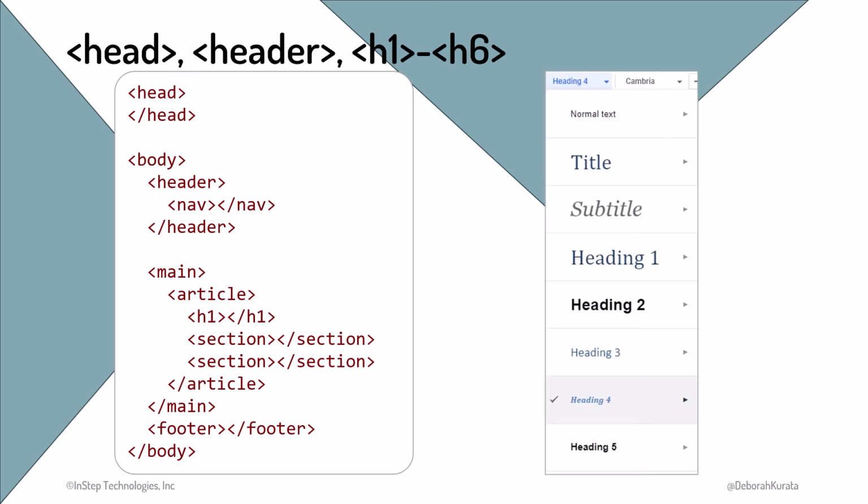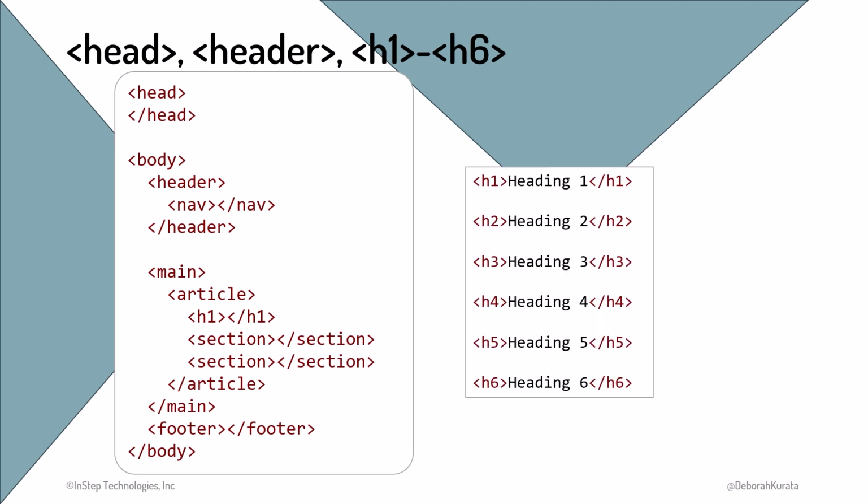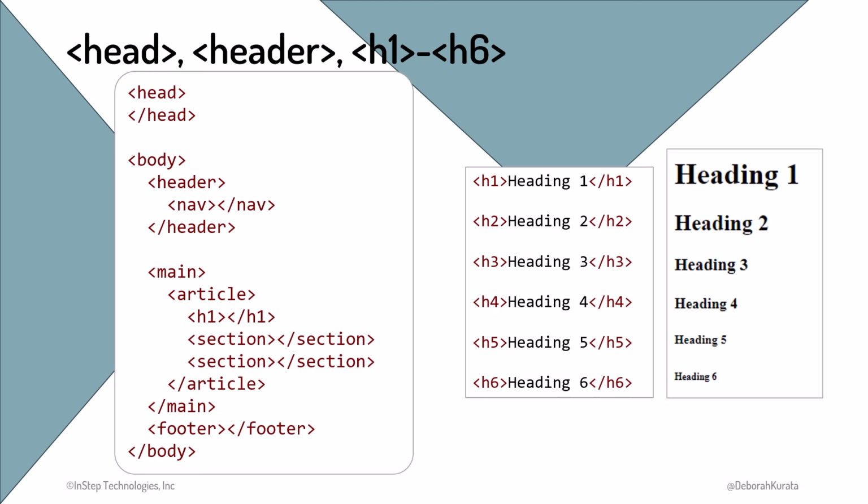If you've ever used Microsoft Word, Google Docs, or a similar application, you may have noticed the ability to style headings by picking Heading 1, Heading 2, and so on. HTML has the same concept. The H1 through H6 elements provide 6 levels of headings, with H1 being the largest and H6 the smallest. By default, the headings look like this, but you have the ability to style them differently using CSS, as we'll see later in this series.